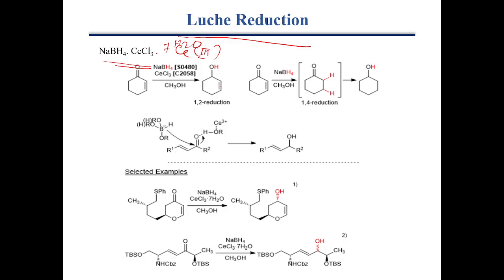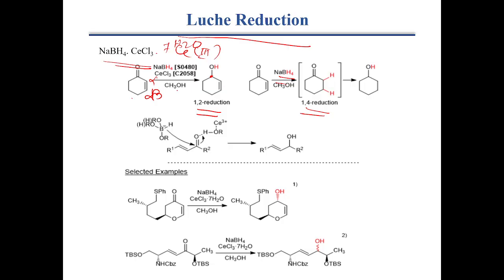So what happens in the presence of any alpha beta unsaturated ketone? So this is an alpha beta unsaturated ketone. In the presence of sodium borohydride and cerium chloride, only the ketone is reduced, not the double bond. So 1,2 reduction is happening. But in the presence of sodium borohydride alone, 1,4 reduction is happening. So what is the mechanism, and why is it happening? First we have to understand the mechanism for the Luche reduction condition.